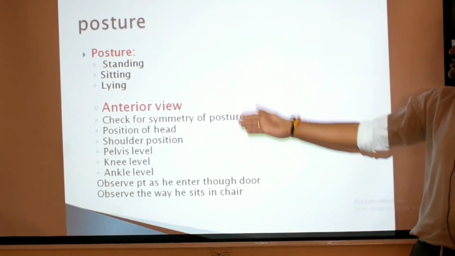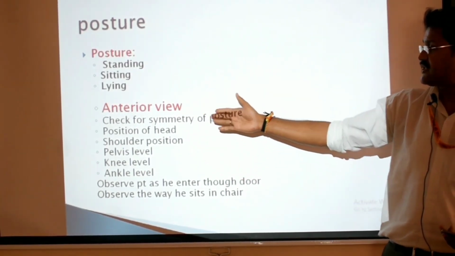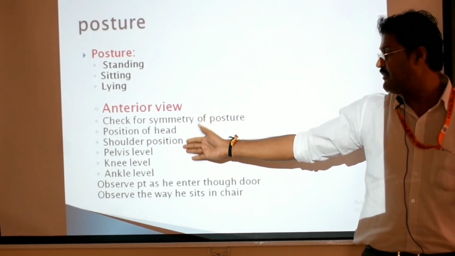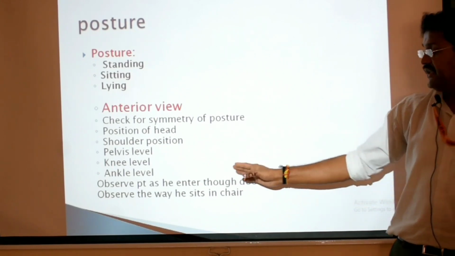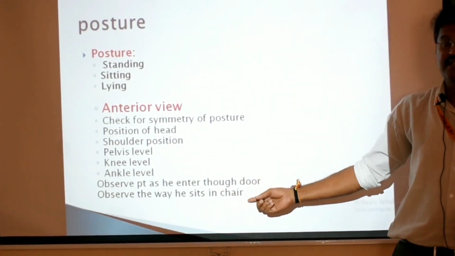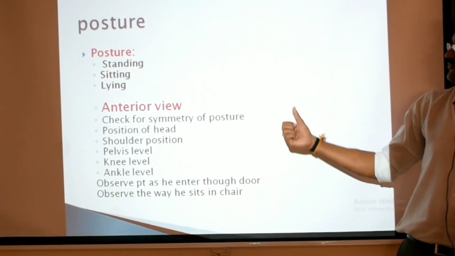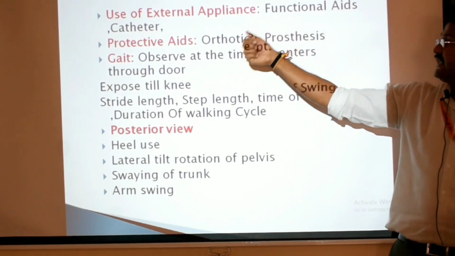Next, now see the posture in standing, sitting, and lying. Check in the anterior view the symmetry of posture, position of head, shoulder symmetry, pelvis level, knee level, and ankle level, and observe the patient. If he enters through the door, you check the gait and observe the way he sits in the chair. Next, another view is the use of external appliances like any functional aids or catheter.